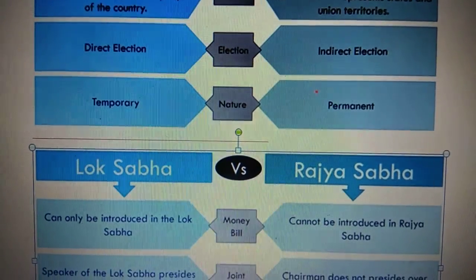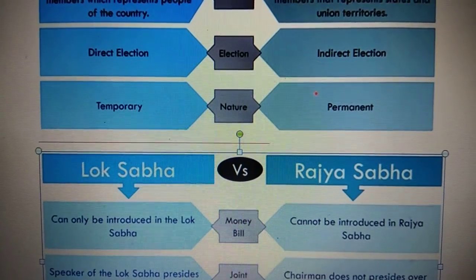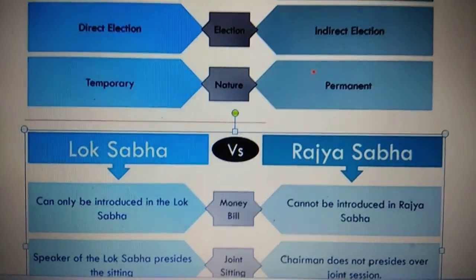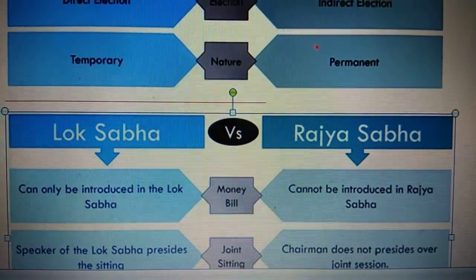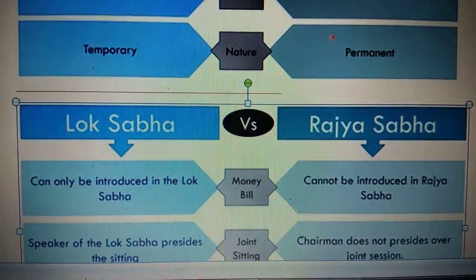As I told you, money bills can only be introduced in the Lok Sabha. It cannot be introduced in the Rajya Sabha. So who has more powers? Obviously the Lok Sabha has more powers. Then the meetings are presided over by the speaker in the Lok Sabha, and it is presided by the chairman in the Rajya Sabha.